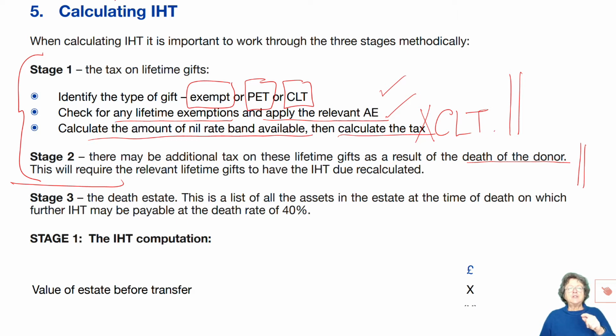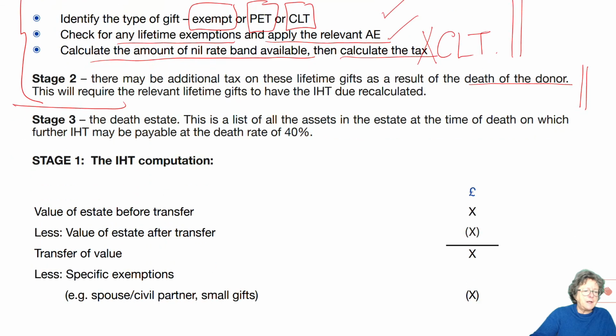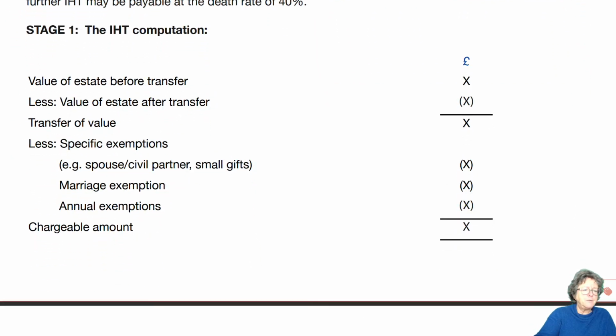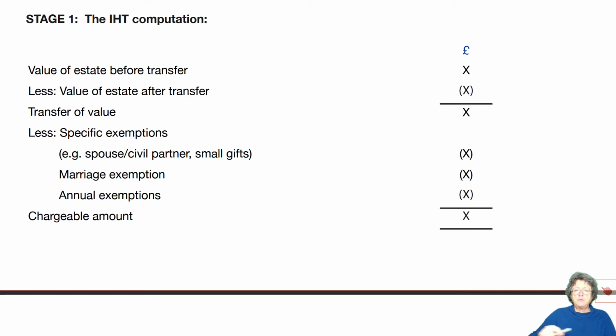Once IHT clicks, it's actually the easiest of all of them because the pro forma never changes. So let's have a look at that IHT computation. We have had a brief look at it in the previous illustration. The value of the estate before and the value of the estate afterwards. This is diminution. The loss to the donor principal.